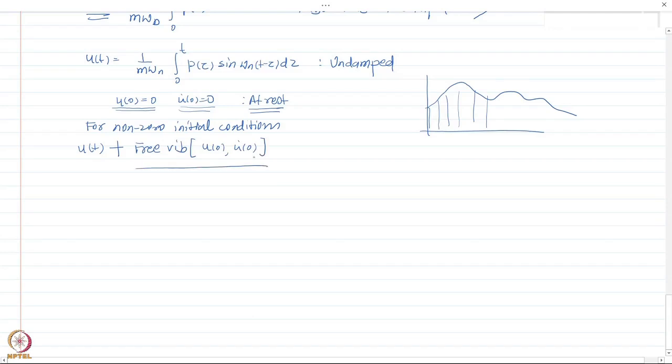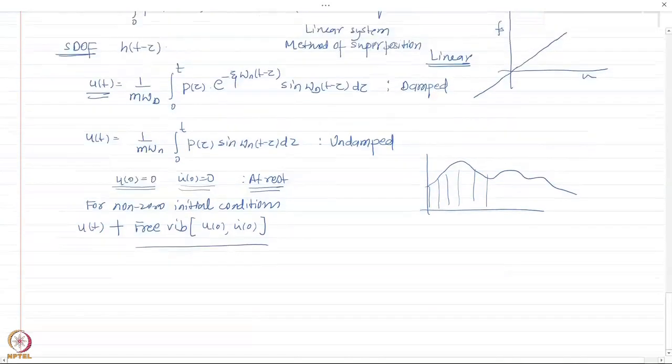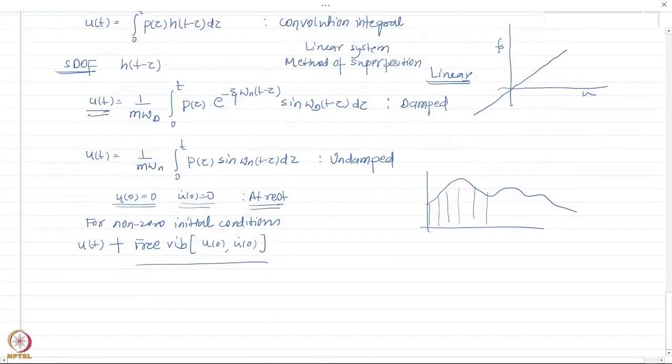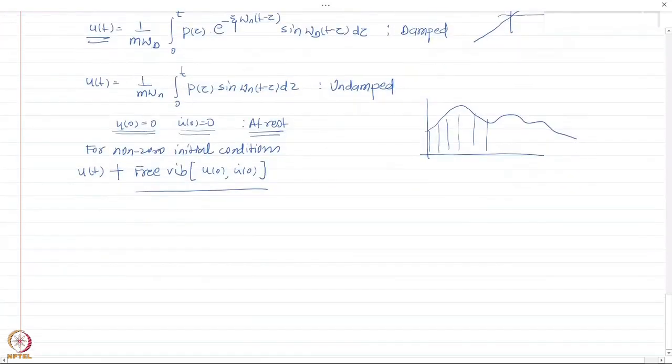We have already derived the expression for this from undamped free vibration and damped free vibration. So if there is any initial condition, that needs to be added to the expression that we have derived here. This is a specialized form of the convolution integral that we use for our case, called the Duhamel integral.